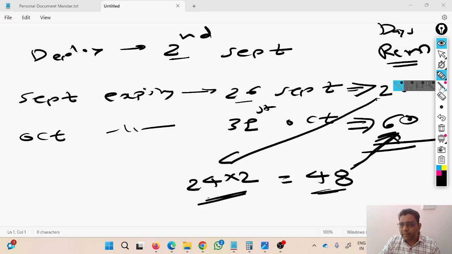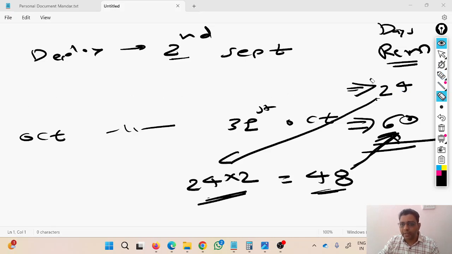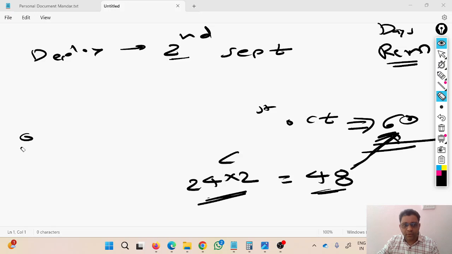Had it been, for example, the September expiry on 30th of September. Okay, just focus here, because this is a very important concept.